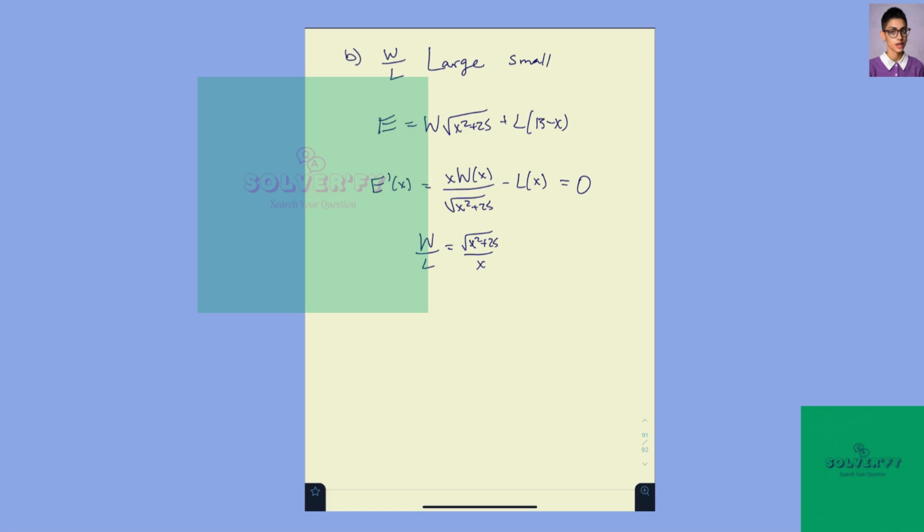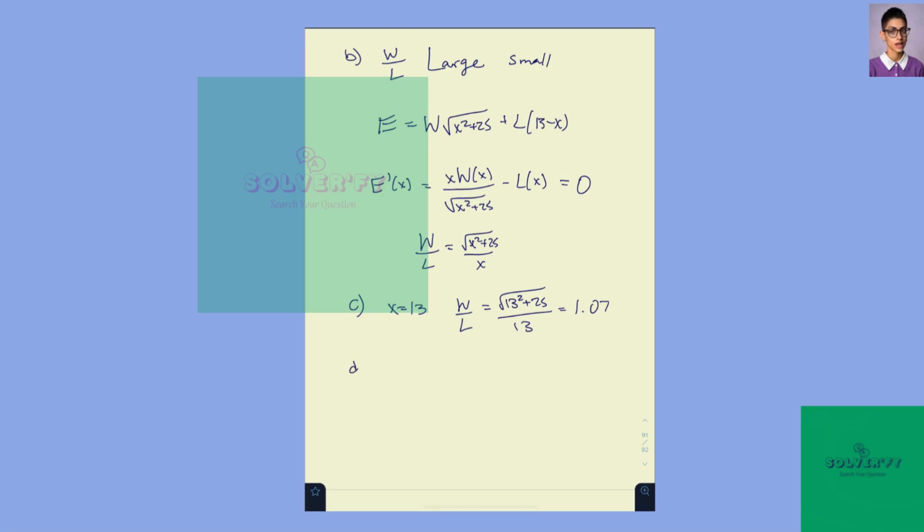For part C, going directly to D means that x will equal 13. So W over L is going to equal the square root of 13 squared, which is 169, plus 25 over 13, and that's going to give us 1.07. So there is no value of W over L for which the bird should go directly to D.